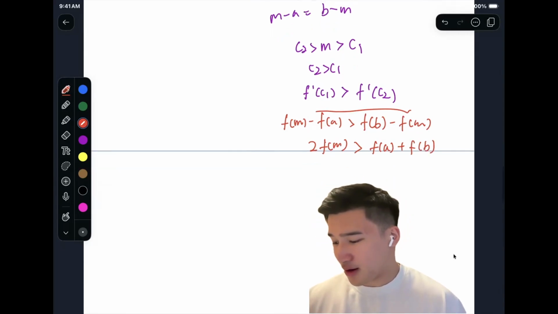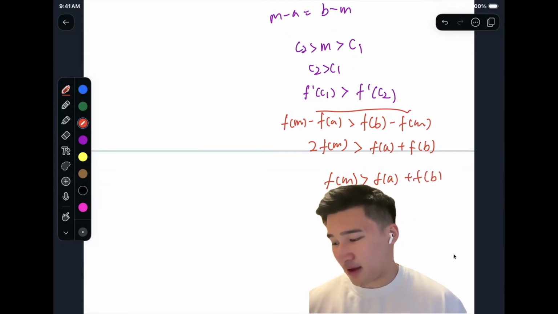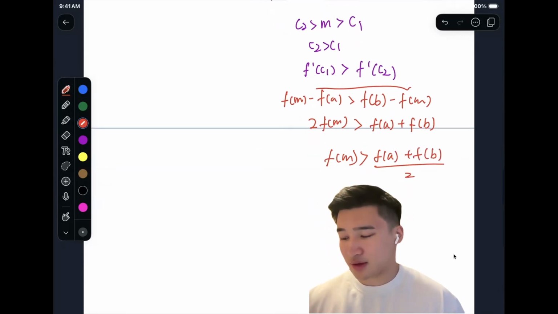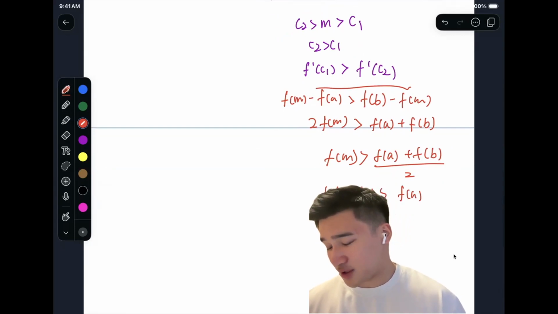Moving on, you will have f(M), and then you can move the division to the other side, so you have (f(a) plus f(b)) divided by 2. And we know that M is basically (A plus B) divided by 2. And so we have just proved Jensen's inequality.